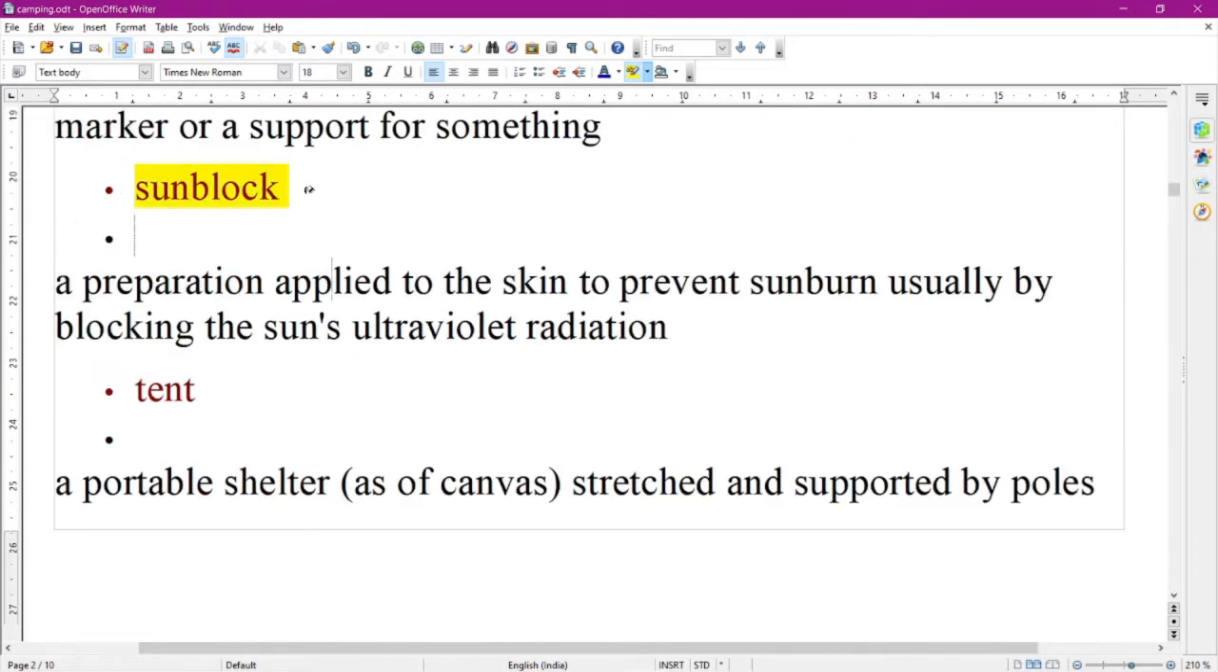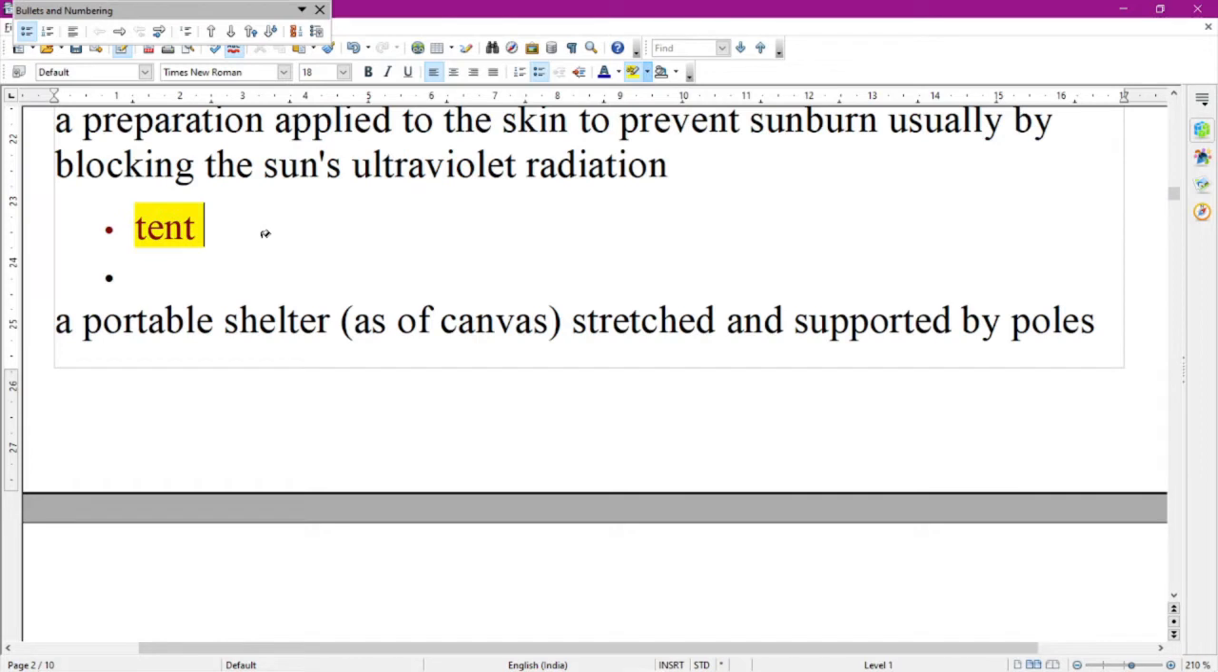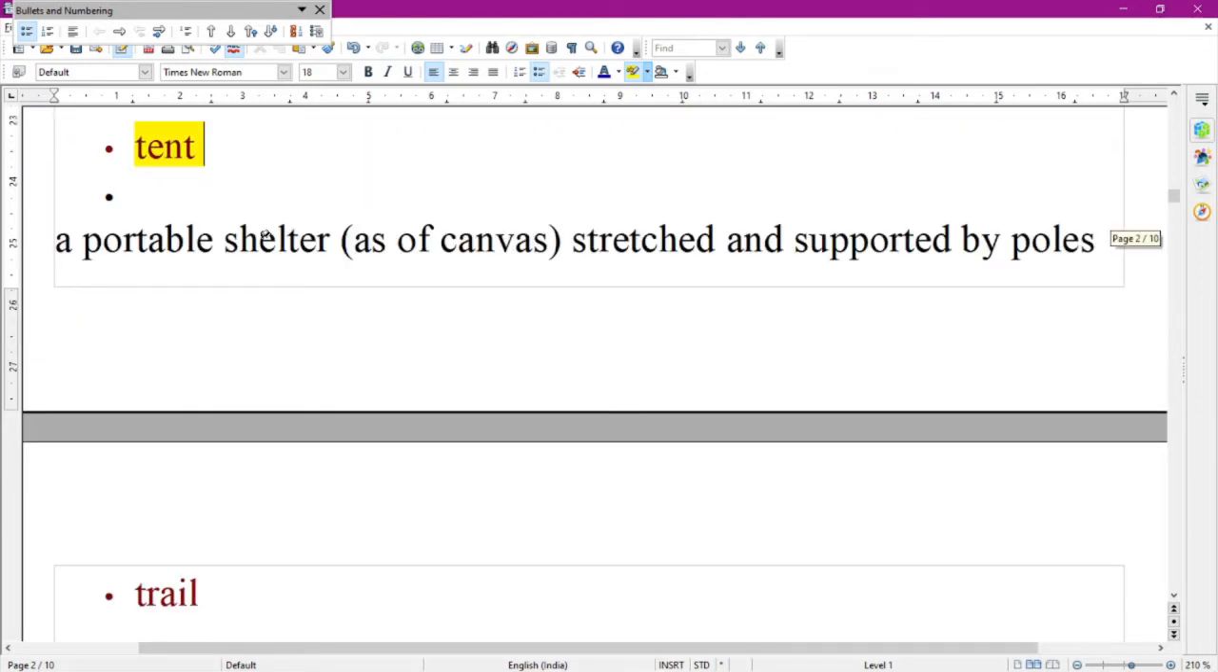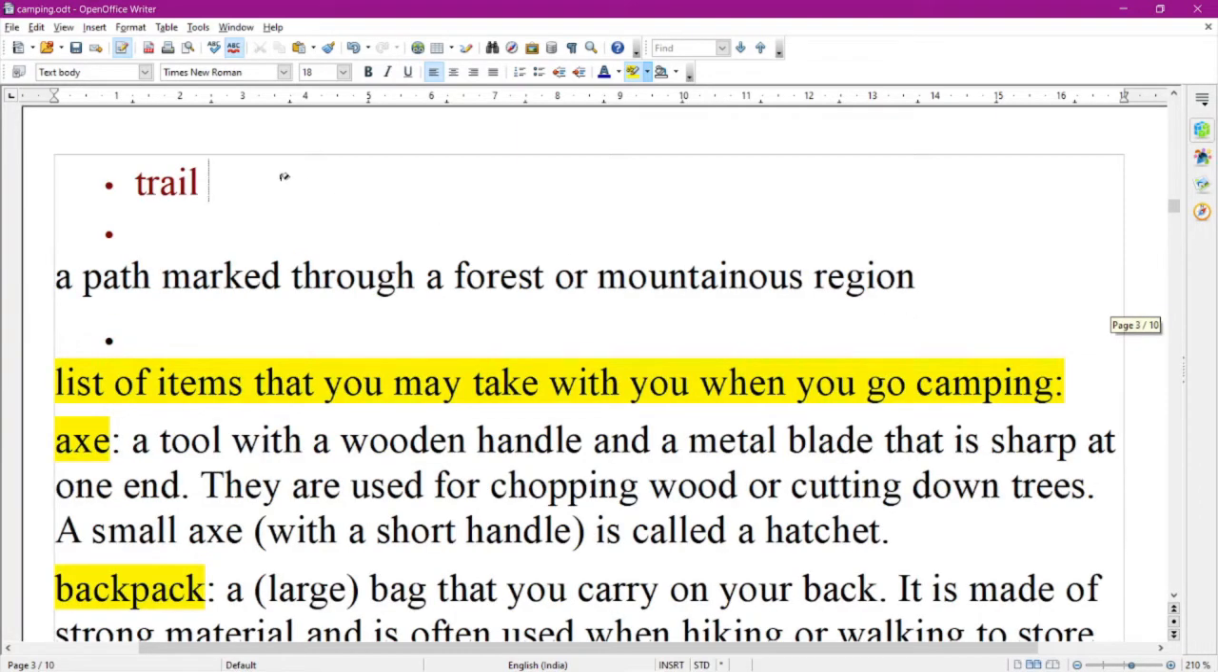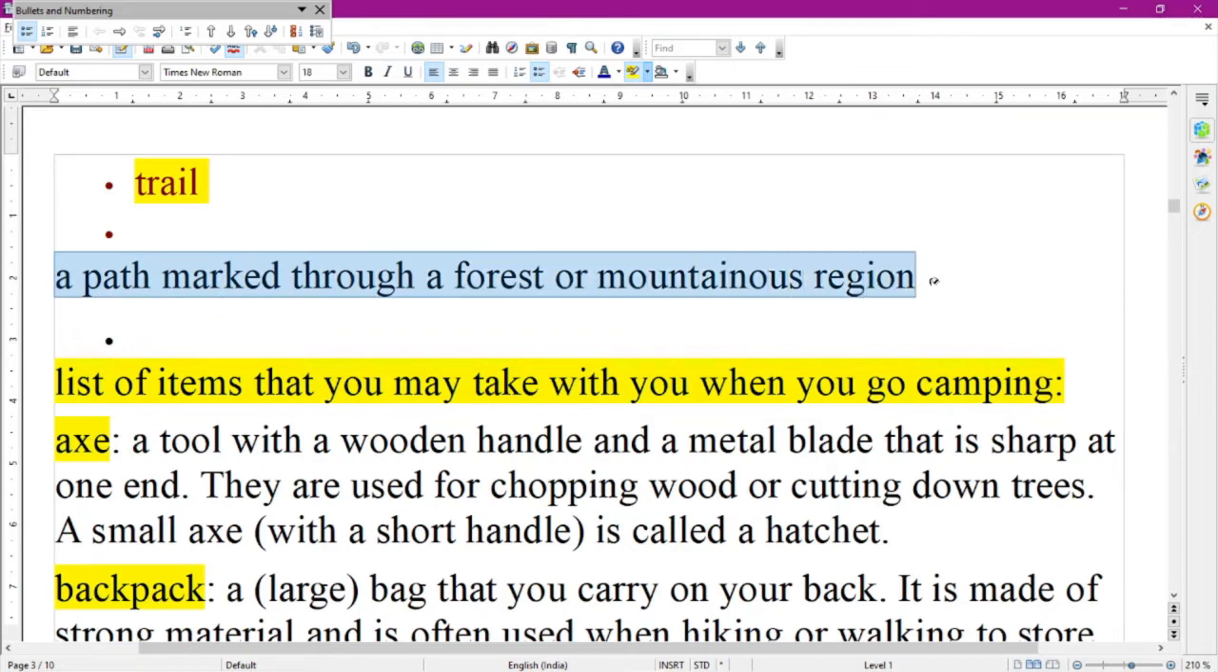Okay, sunblock, tent. So what is tent? It's a portable shelter stretched and supported by poles. Next is trail. So when we do hiking, there is a path leading up the mountain. That is known as trail, a path marked through a forest or mountainous region.